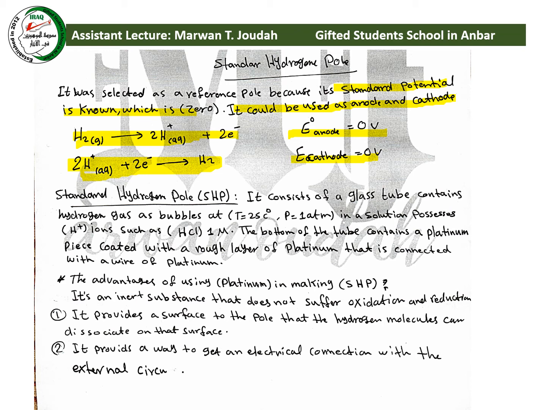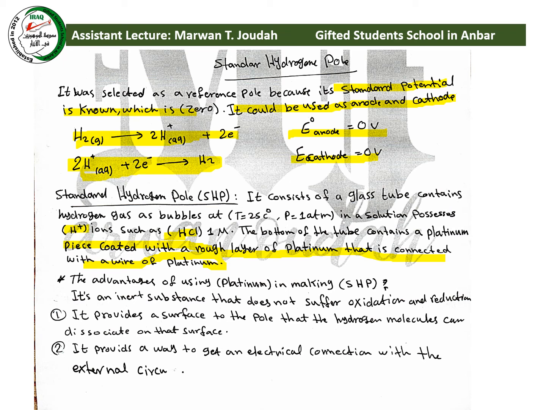Okay, so the standard hydrogen pole, SHP as it's abbreviated, consists of a glass tube containing hydrogen gas as bubbles at 25 Celsius and pressure 1 atmosphere, which is STP, in a solution possessing hydrogen ions such as HCl, 1 molarity, and the bottom of the tube contains a platinum piece coated with a rough layer of platinum that is connected with a platinum wire.